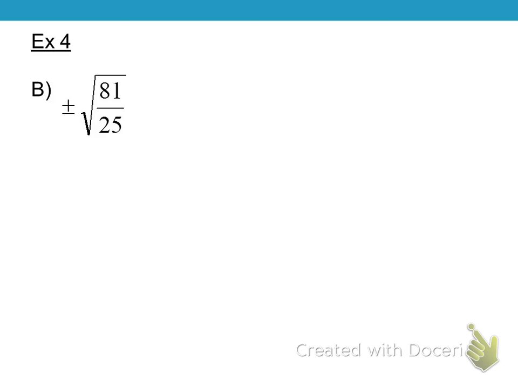All right, same idea. We have a fraction inside a radical, and I have a plus or minus symbol out front. So I know my answer is going to be plus or minus. We're going to take the square root of 81 on top, square root of 25 on the bottom, and it's a plus or minus.